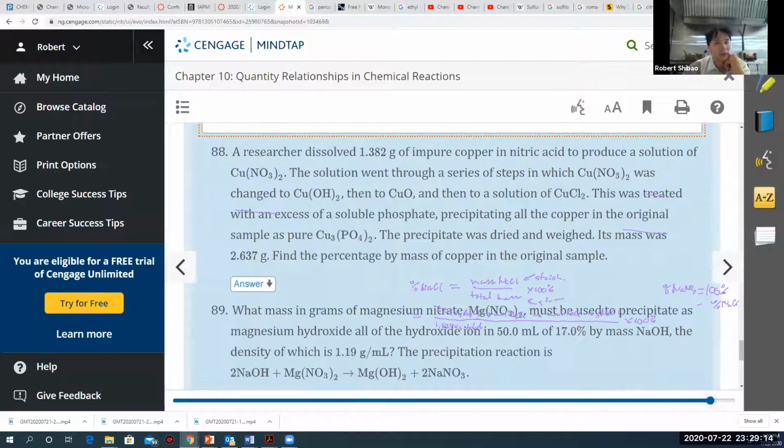A researcher dissolved 1.382 grams of impure copper in nitric acid to produce a solution of copper(II) nitrate. The solution, is it time?